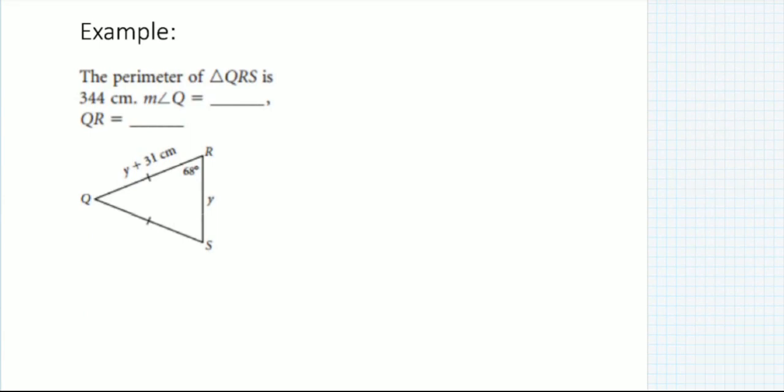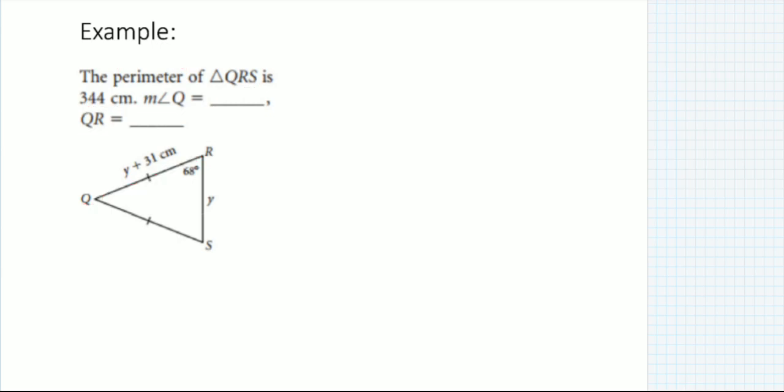So let's see, the perimeter of triangle QRS. So we're talking about perimeter again. If we add all sides, it is equal to 344 centimeters. Okay, just information. The measure of angle Q is equal to, okay, so that's your first problem. And then QR. QR is really just saying what is the distance between Q and R. So you're looking for the side distance, or an actual number for that. If you notice, it says y plus 31. After we figure out y, we would have to plug that in. Okay, so that right there is the notation.